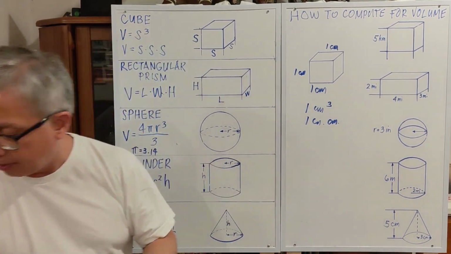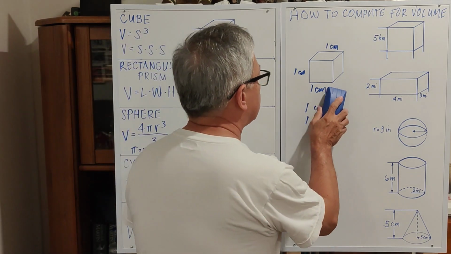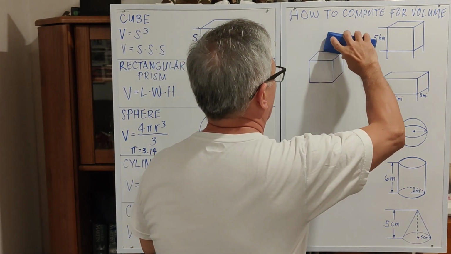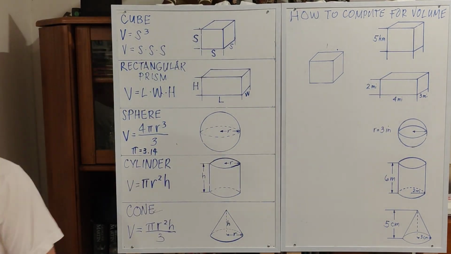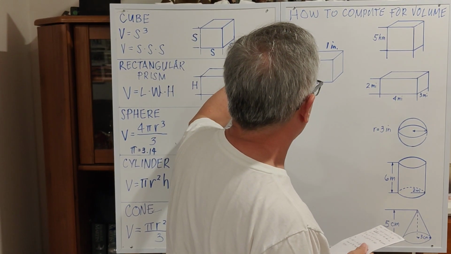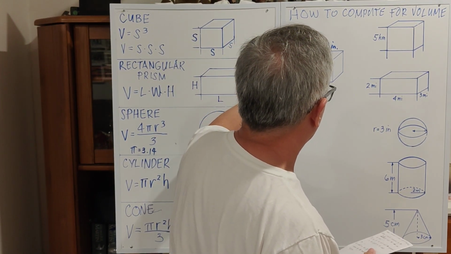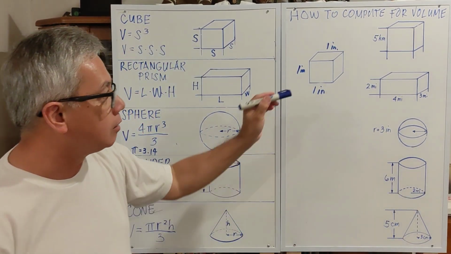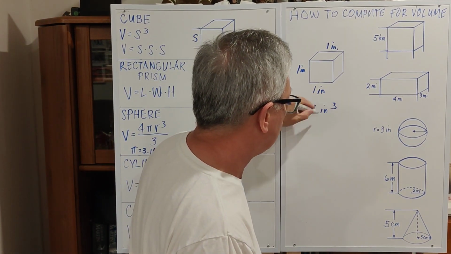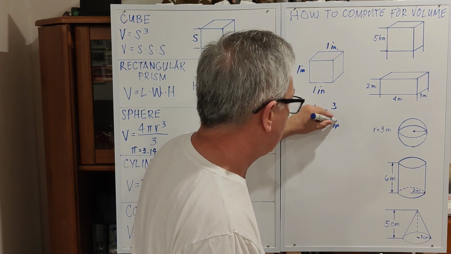Now if the cube has a length of 1 inch on the side, for example 1 inch, 1 inch, 1 inch, this cube is called 1 inch cubed or 1 cubic inch.